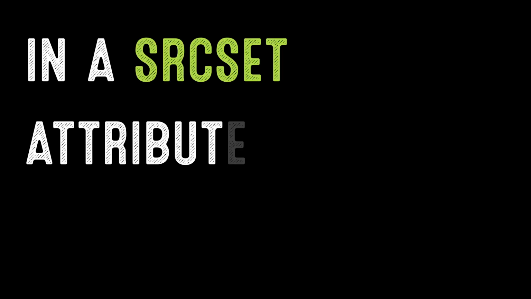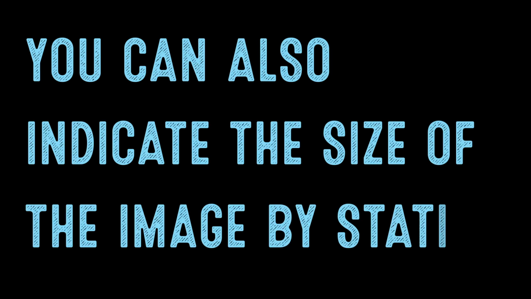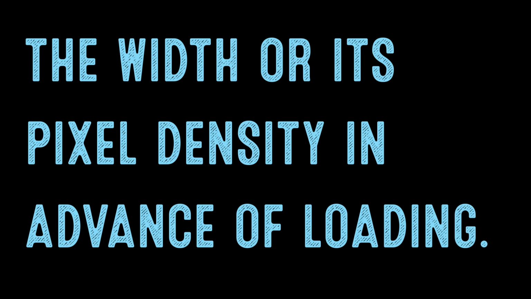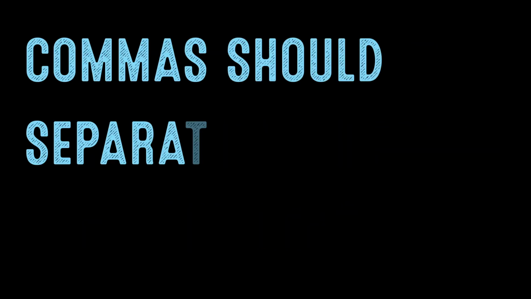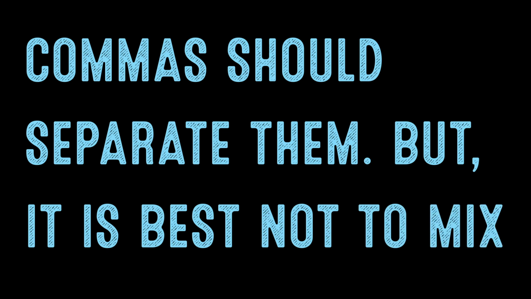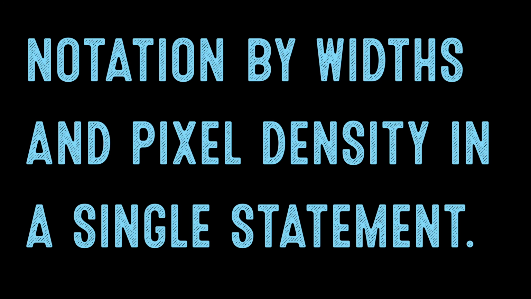What additional information can you include in a srcset attribute for the source element? You can also indicate the size of the image by stating the width or its pixel density in advance of the loading. The attribute also allows listing more than one image. Commas should separate them, but it is best not to mix notation by widths and pixel density in a single statement. Let's look at an example.